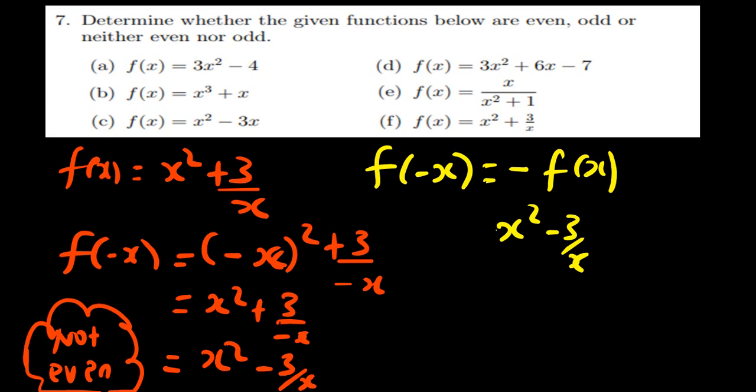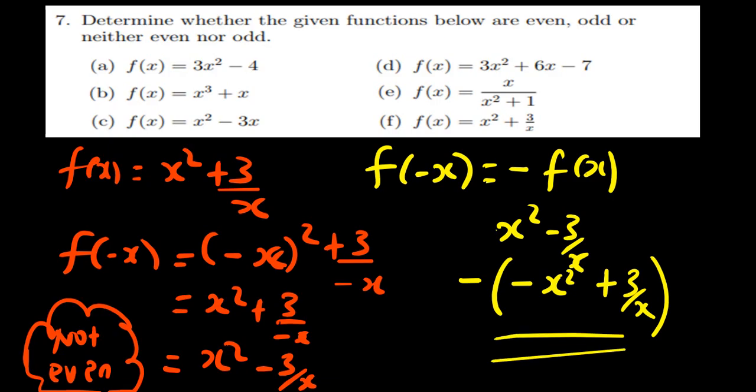If we factorize the negative so that it comes close to this one, we're going to realize that we're supposed to put negative x squared here, right? Plus 3 over x. So it still won't work. So this is neither odd nor even. That's what I'm talking about.